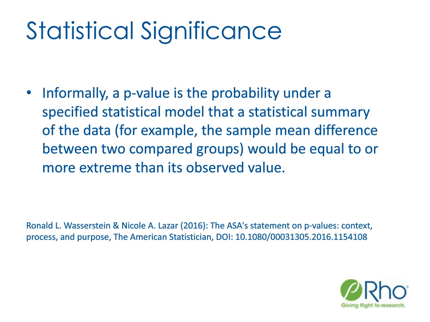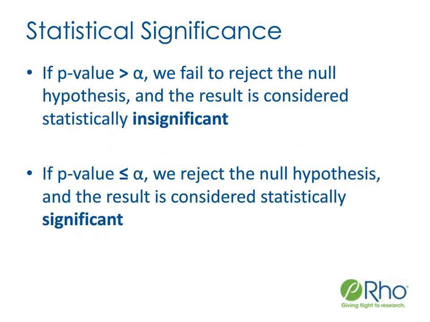Recall that alpha is our type 1 error rate. If our p-value is greater than alpha, then we cannot reject the null hypothesis, and the result is considered statistically insignificant. And if a p-value is less than or equal to alpha, then we can reject the null hypothesis, and our result is considered statistically significant. We set the alpha to be small enough so that we can be reasonably confident that when we reject the null hypothesis, we are doing so because our treatment actually works.